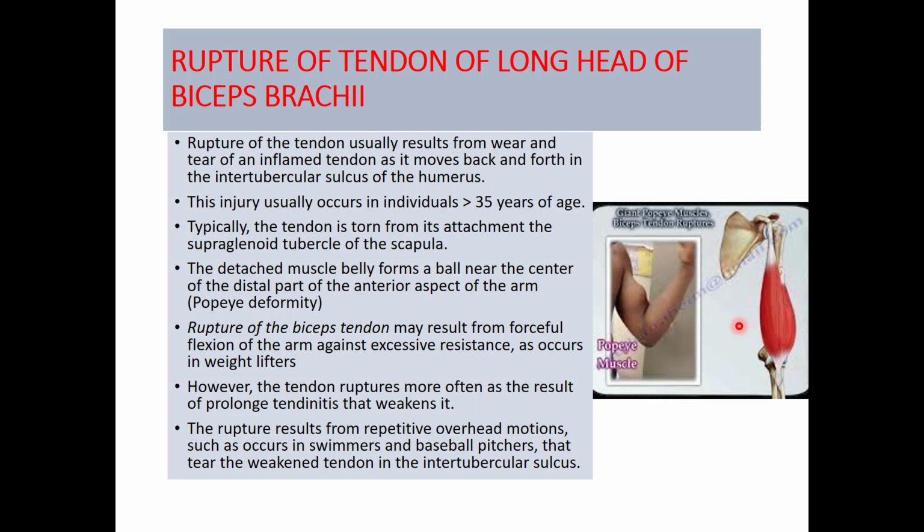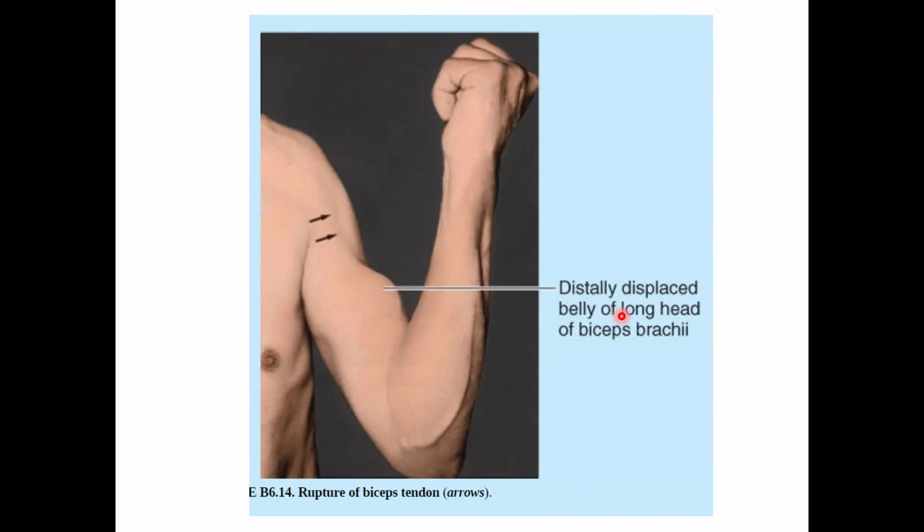The rupture results from repetitive overhead motions, such as occur in swimmers and baseball pitchers, that tear the weakened tendon in the intertubercular sulcus. So the muscle will be ruptured and it will form a ball, which is called Popeye's deformity. See here, this is Popeye's deformity. This is the distally displaced belly of the long head of the biceps, or the rupture of the biceps tendon.